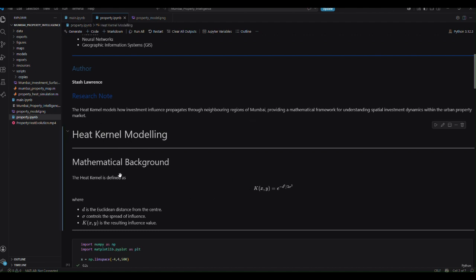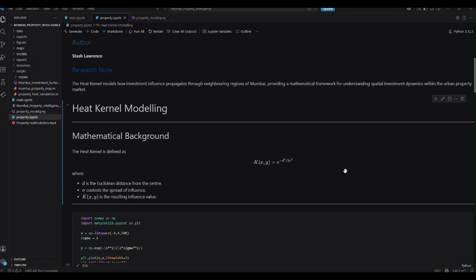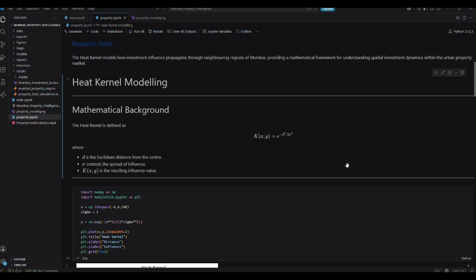So this is the heat kernel modeling, and it is this equation: K, a function of the position x, y, is given as the exponential of negative d squared over 2 sigma squared. So d is the Euclidean distance of (x, y) from the origin, so d squared equals x squared plus y squared, and sigma controls the spread of influence. This is a constant based on the particular heat kernel that we're using, and of course K of x, y is the resulting influence. So we're going to study how this equation can be used to model property prices in a city like Mumbai.